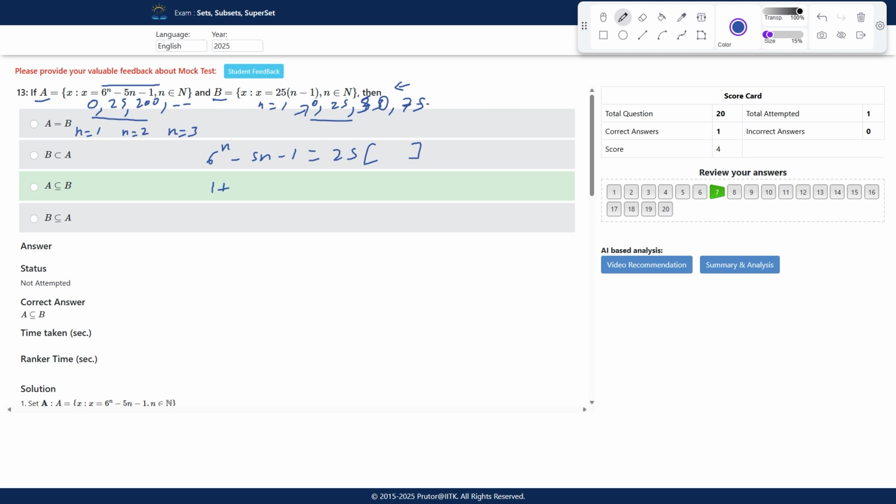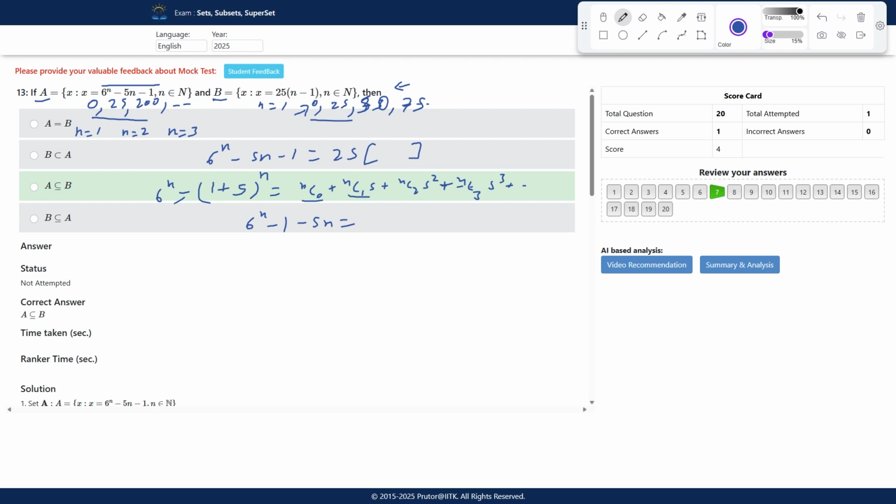Clear? So a different approach, just for curiosity: 1 plus 5 raised to power n is simply 6 raised to power n, and this is nothing but nC0, nC1 times 5, plus nC2 times 5 squared and so on. If you try to solve, this is your 1, this is your 5n, plus nC3 times 5 cubed and so on till some finite term.